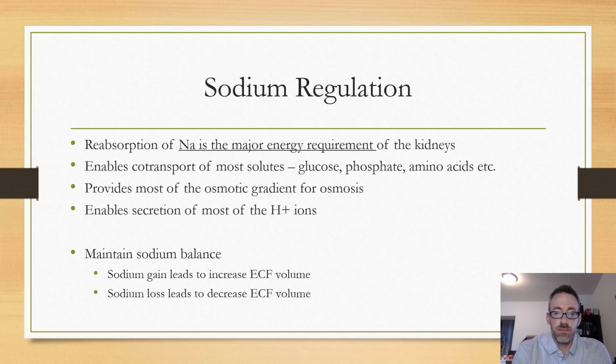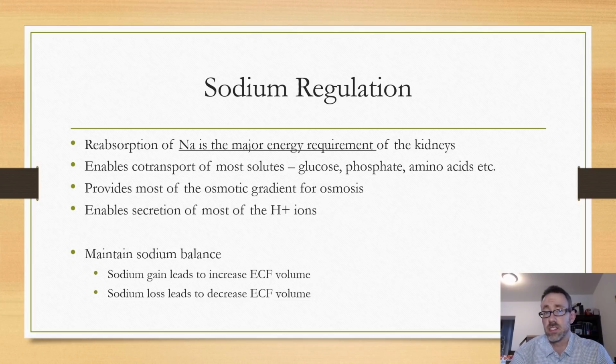In terms of maintaining sodium balance, if we keep in mind from last lecture, if we move sodium ions, water tends to follow, at least in certain parts of the nephron. And so ultimately, sodium gain, meaning reabsorption of sodium, leads to an increase in the extracellular fluid volume because water will typically follow that sodium.